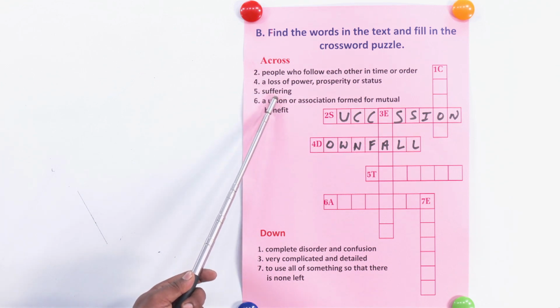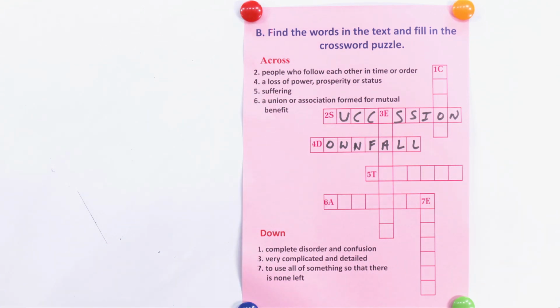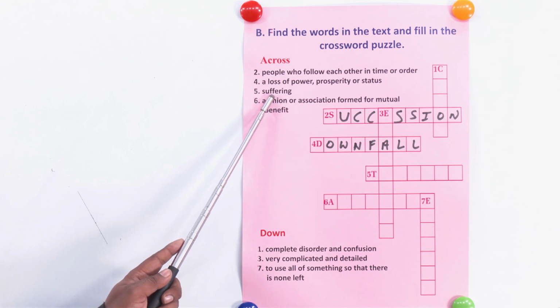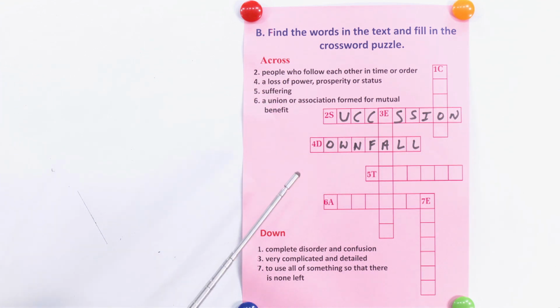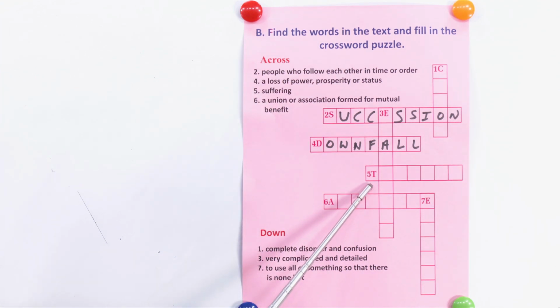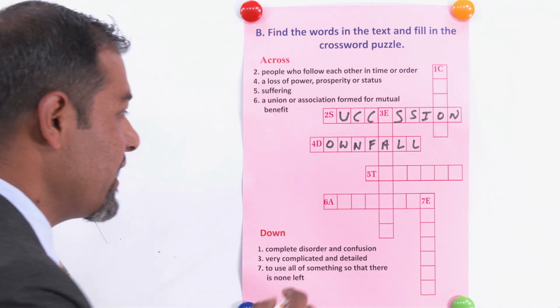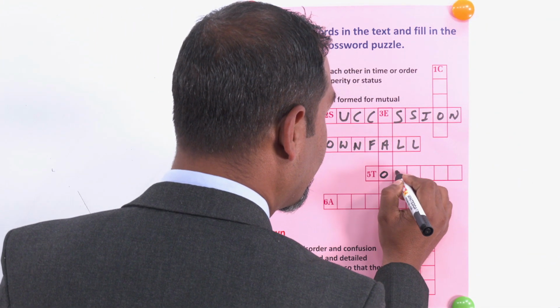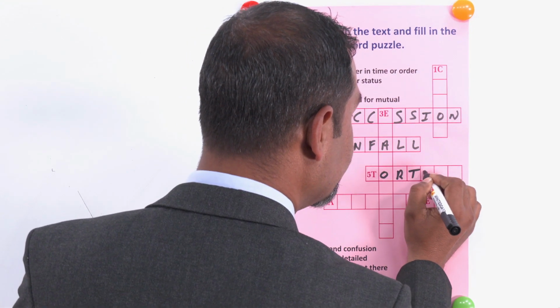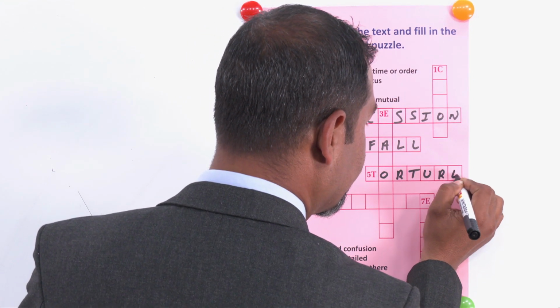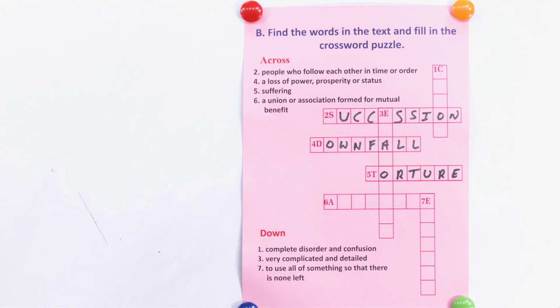Now again I have made a slight change here. So suffering, you may not find it in your book. Okay. So what is the correct word for suffering here? You have to look at this 5. What can be the word? Yes, the word is torture. And what's the spelling of this word? Yes, you are right. T-O-R-T-U-R-E, torture. Okay.